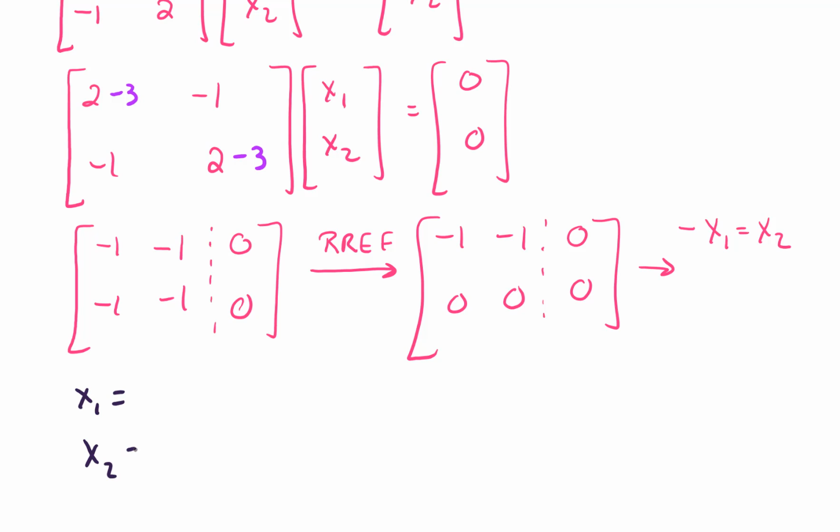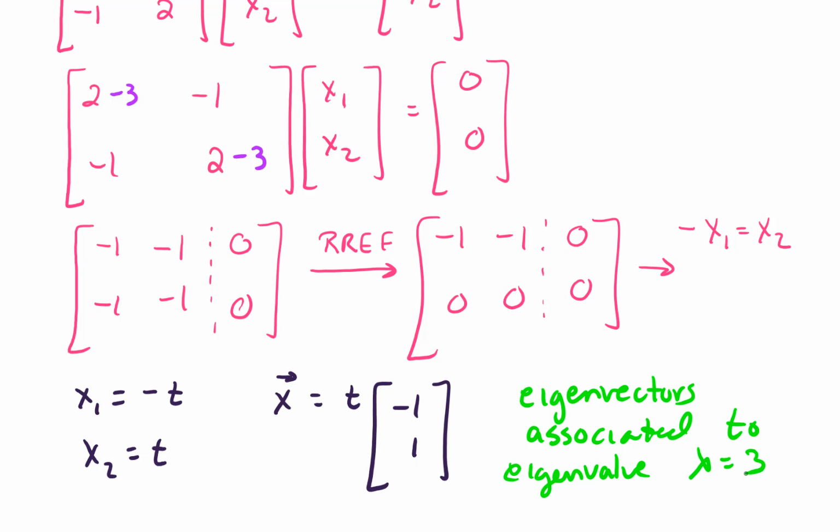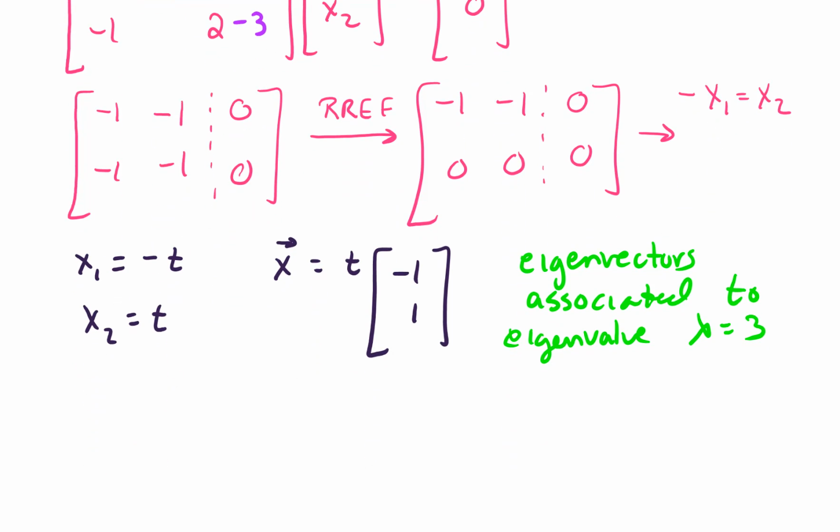If x2 is some parameter t, then that implies that x1 is going to be negative t. In other words, our eigenvectors look like t times (-1, 1). And these are the eigenvectors associated to eigenvalue lambda equals 3. And notice that there are infinitely many of them. This is actually something called an eigenspace.